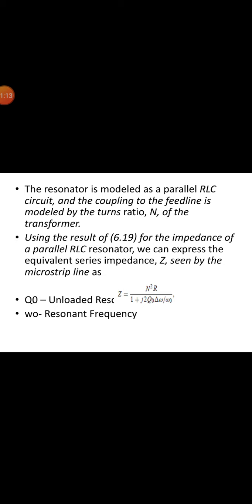So a dielectric resonator is usually coupled to an oscillator circuit by positioning the dielectric in close proximity to a strip line as shown in this figure. The resonator is modeled as a parallel RLC circuit, and the coupling to the feed line is modeled by turns ratio N of the transformer. So using this result, the impedance of the parallel RLC resonator, we can express the equivalent series impedance Z seen by the microstrip line as Z = N²R / (1 + j2Q0 Δω/ω0).